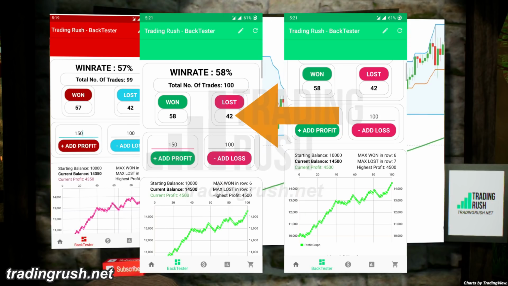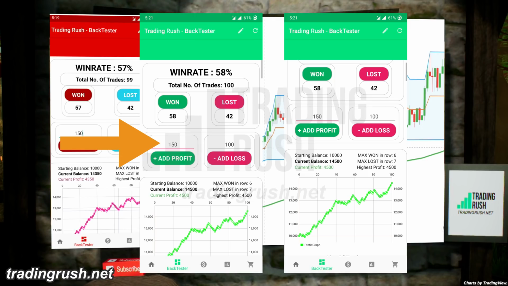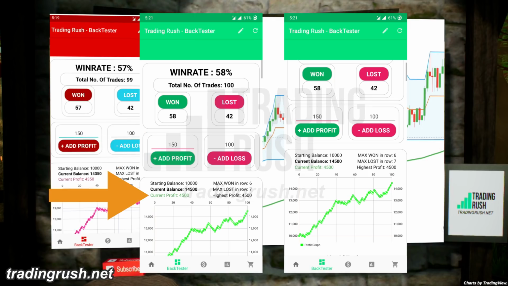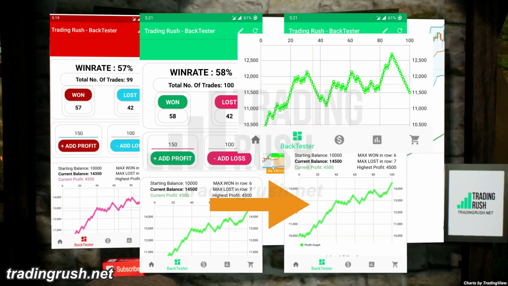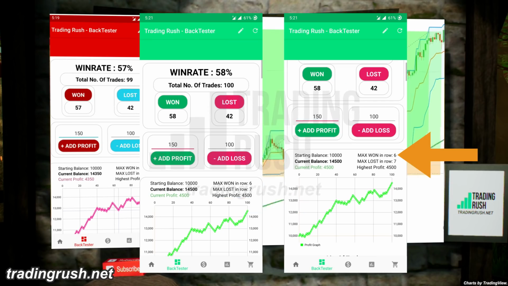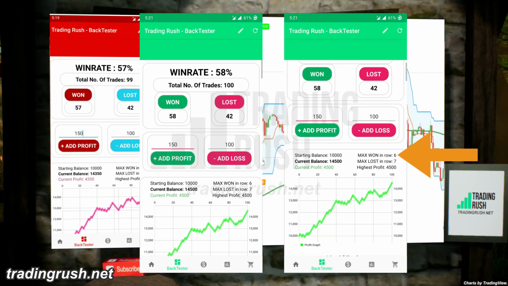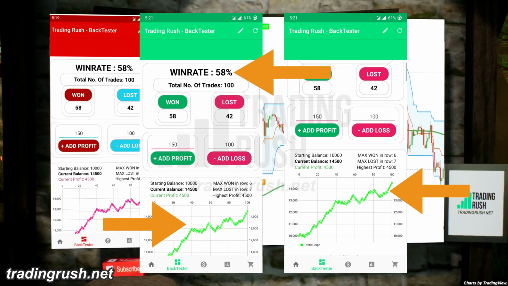As you can see in the Trading Rush app, I lost 42 trades and won 58 trades. Since I was using a 1.5 to 1 reward risk ratio, the account was up by 4,500. The profit graph in this example looks much better when compared to some other indicators we have tested so far. The maximum number of winners I had were 6, and max number of losing trades were 7. But in the end, the Donchian Channels trading strategy turned out to be one of the best trading strategies that we have tested in the Strategies Tested 100 Times series.